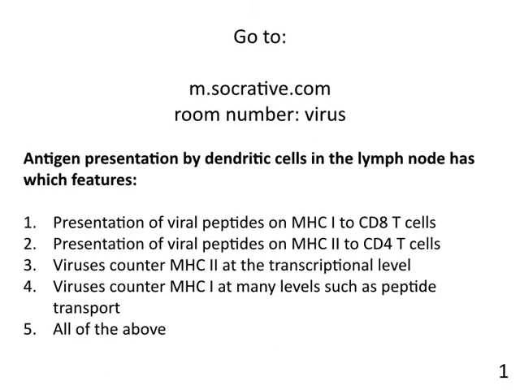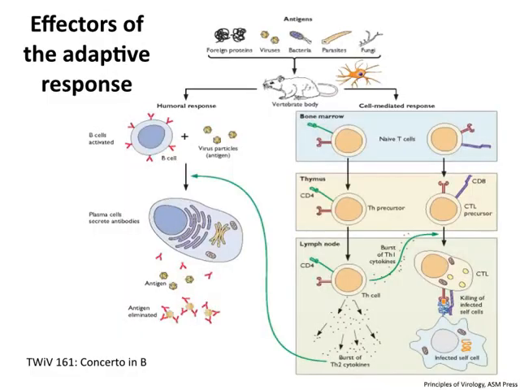Presentation of peptides on MHC1 to CD8s, of course, MHC2 to CD4s. Viruses counter MHC2 at the transcriptional level. That was on one slide. And they counter MHC1 at many levels. So it's all of the above. So you should be familiar with these general approaches to interfering with antigen presentation.